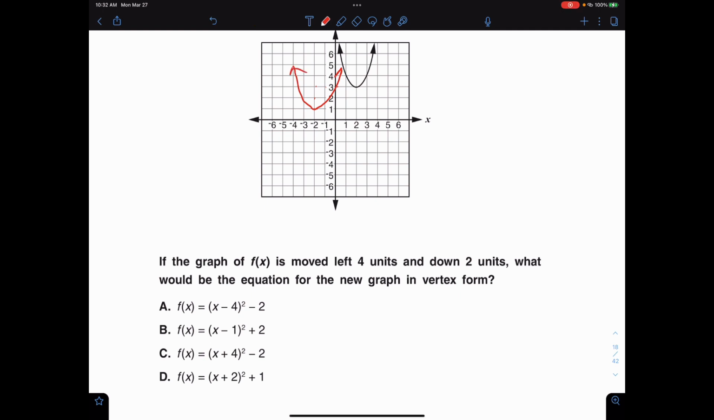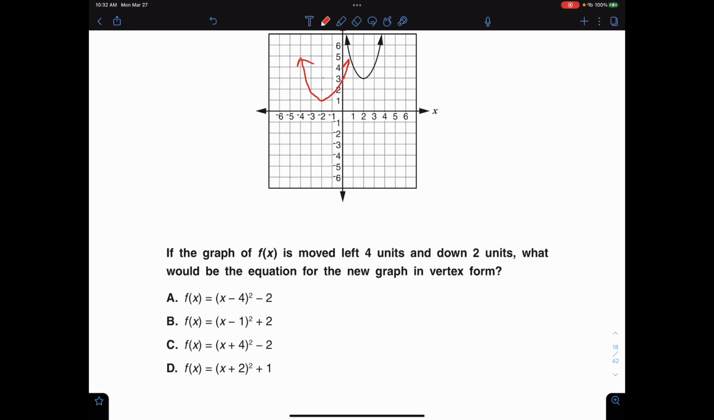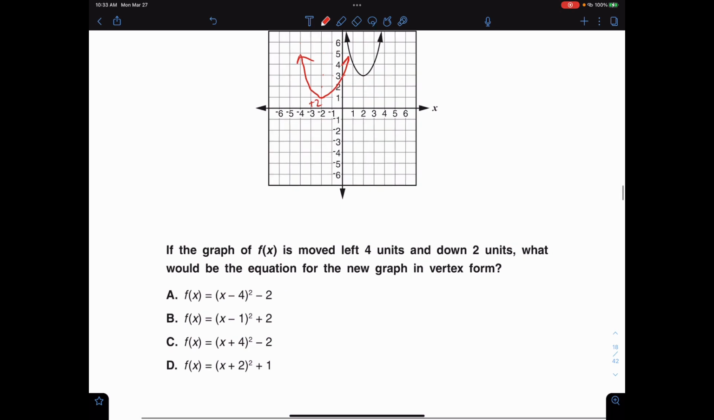What would be the equation for the new graph in vertex form? So this is to the left 2. Remember, it's like the opposite of what you think it is. So I know it has to be to the left 2, and it goes up 1. So my answer is D.